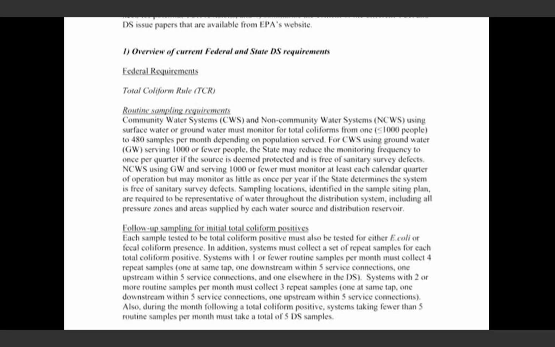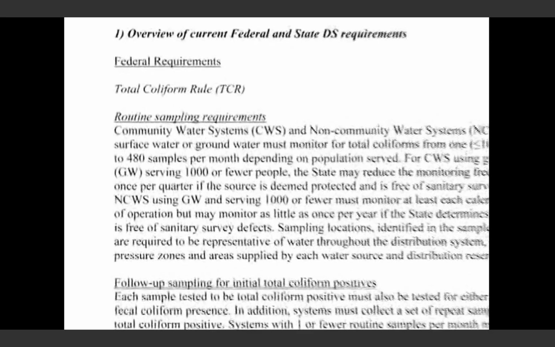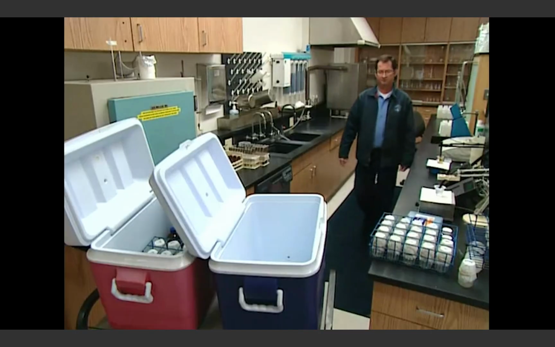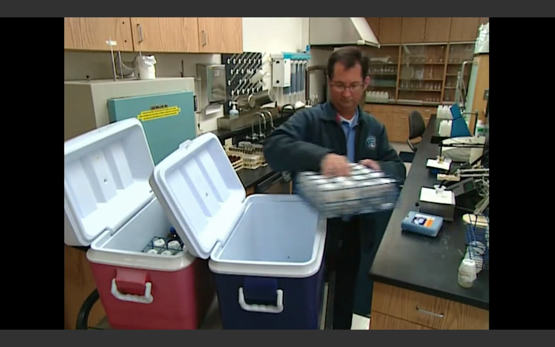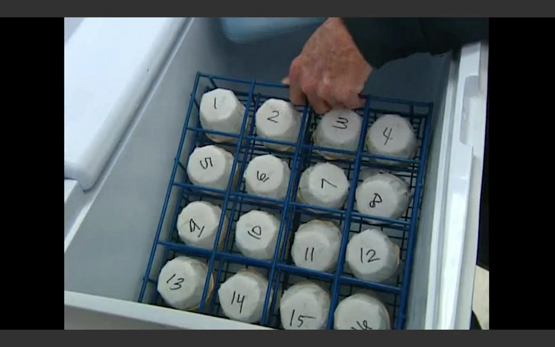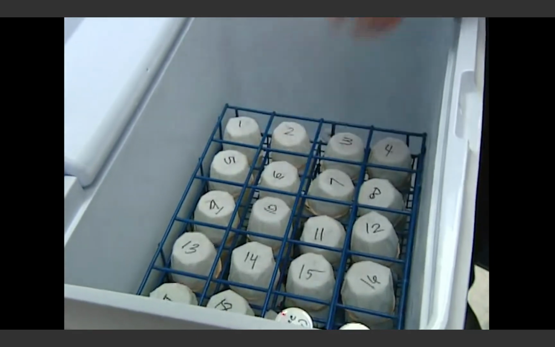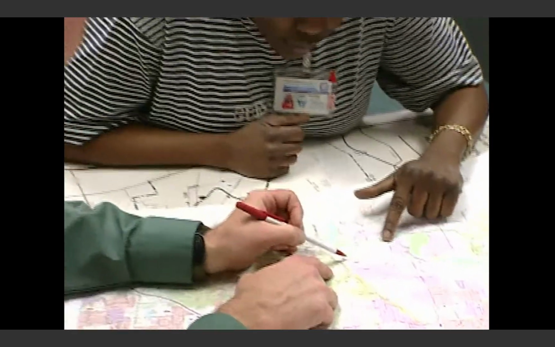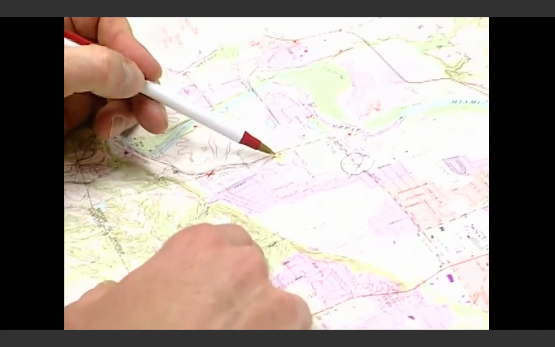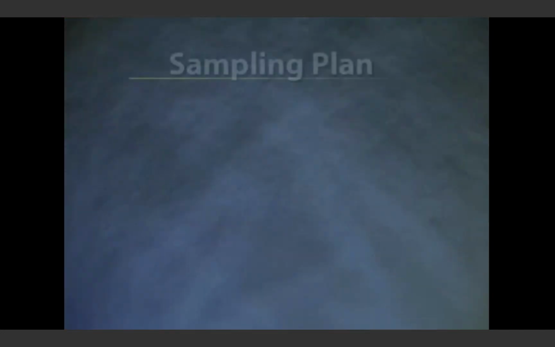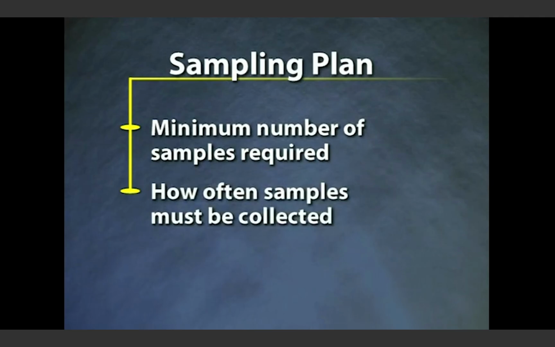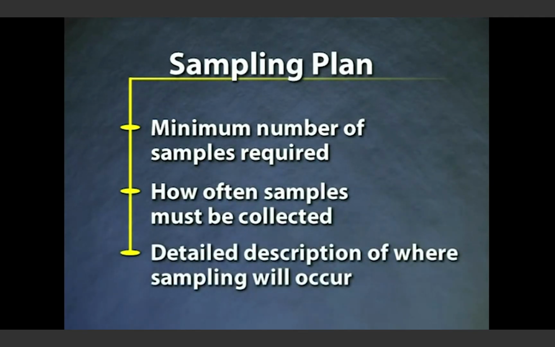The minimum number of samples required is specified in the Total Coliform Rule and varies based on population served by the water system. However, some states require more stringent sampling test frequency. So every water provider should consult its state to determine the number of samples required and the frequency of sample collection for each community. The TCR also requires every public water system to develop a written sampling plan that is subject to state approval. The plan includes the minimum number of samples required, how often the samples must be collected, and a detailed description of where sampling will occur.